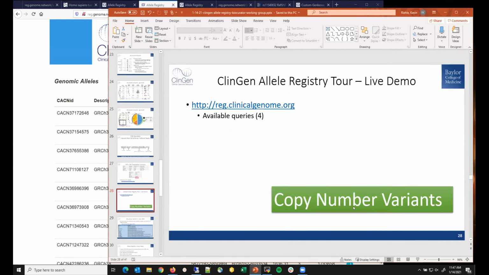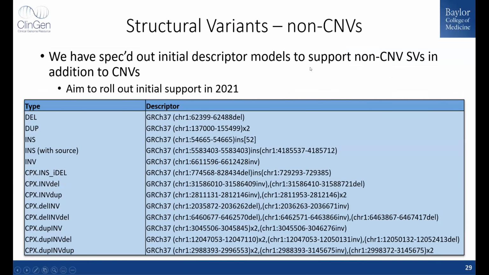Okay, I want to show what we have coming for non-CNVs as well. I have CNVs in here as well. But for these non-CNVs, what we're thinking structure-wise, and this is just our first pass. We're working on finalizing the structure and then extending the CNV part of the Allele Registry to support the non-CNV part. And just so you can see here some of these examples.